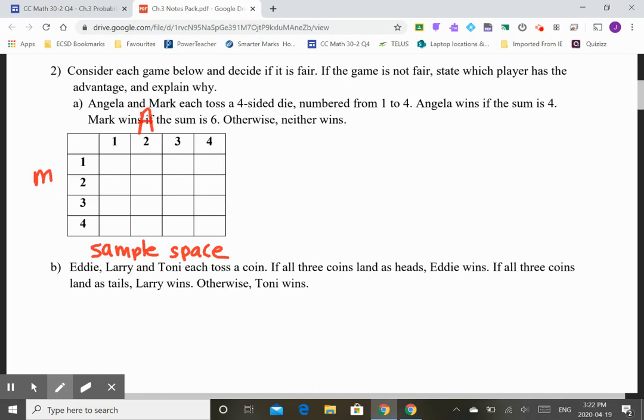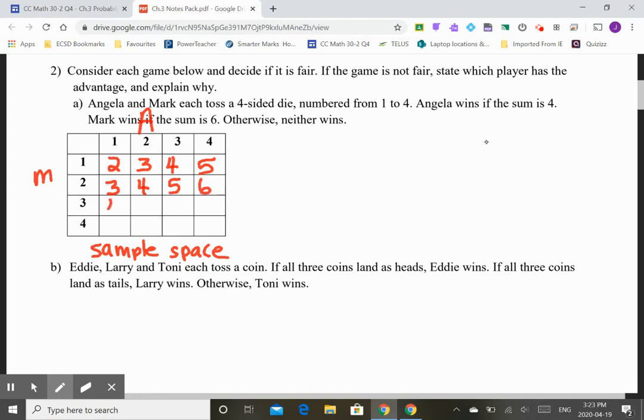And what we're just going to do is find all the possible sums. So if Mark rolls 1 and Angela rolls 1, the sum is 2. If Mark rolls a 1 and Angela rolls a 2, the sum is 3. If he rolls a 1 and she rolls a 3, the sum is 4. And if he rolls a 1 and she rolls a 4, the sum is 5. So you get the idea. So we could go ahead and put all the other sums in here.